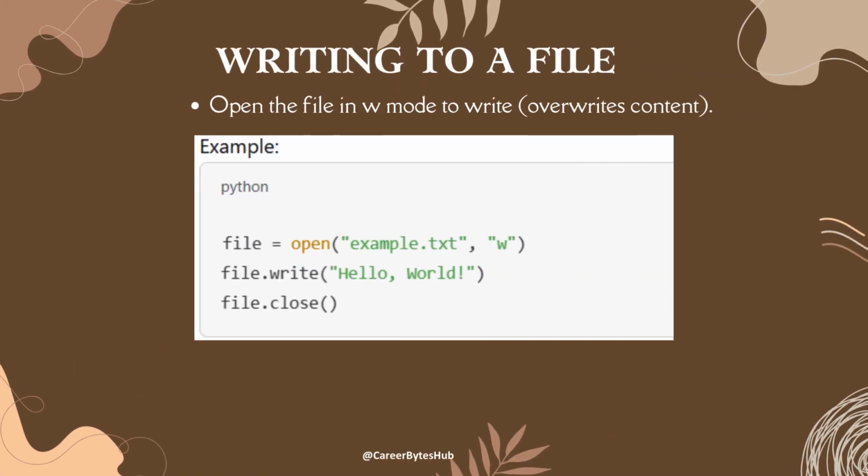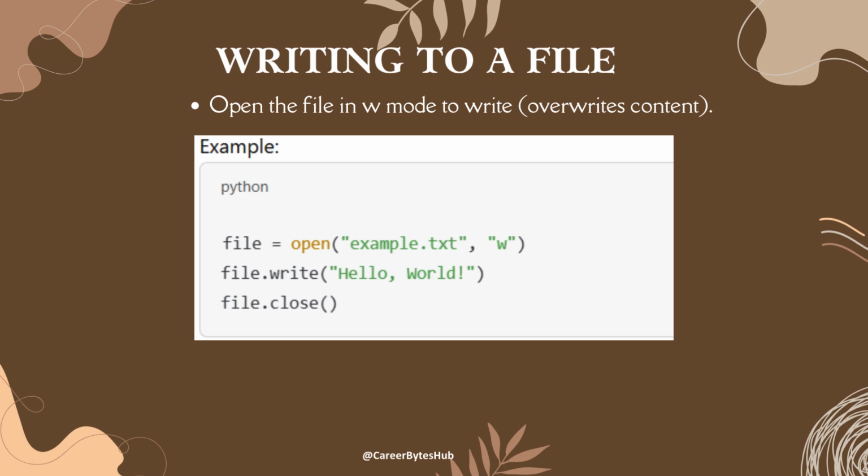Next, let's see how to write data to a file. When you open a file in w mode, it creates the file if it doesn't exist or overwrites the existing content. For example, you can use file.write to add text like "hello, world" to a file. However, be cautious, any existing data in the file will be erased. This mode is great for creating new files or replacing data entirely.